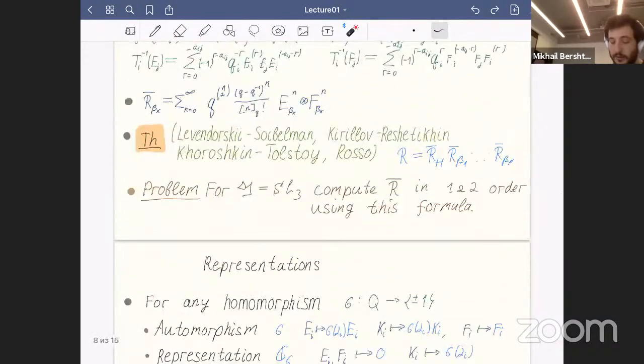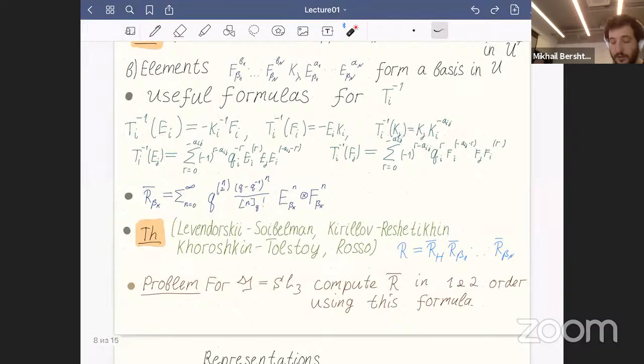And here, the formula by Khoroshkin, Tolstoy, and others. I'm not claiming that either computation is easier; I think they are of the same level of difficulty, so it doesn't help much. Maybe for higher orders, the Levendorskii-Soibelman formula will be better, but for second order it doesn't matter. Maybe even this computation is harder because you need to follow many notations, this braid group action. For this computation you will need the formula for T inverse, which I wrote here. It is almost the same as for T, but somewhere with another sign and stuff like that.